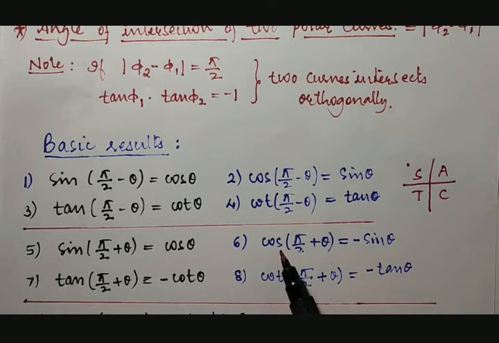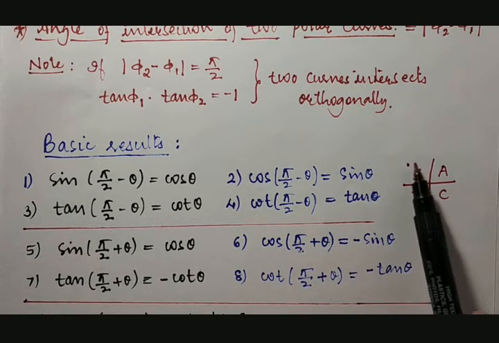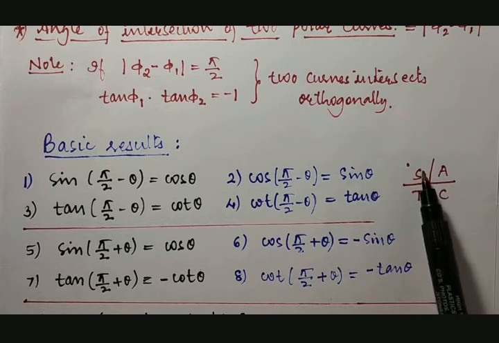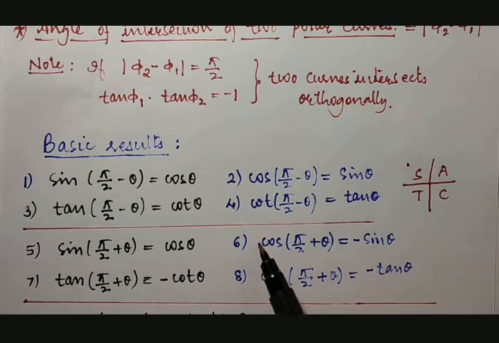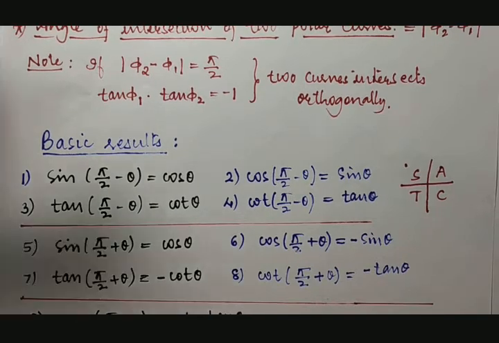Okay. Then cos, similarly, it turns into cotrigonometric, no doubt. But in this, sine is positive, cos is negative. Therefore, basic function is cos, so it is minus. Similarly, tan, it is minus cot theta. Cot is minus tan theta.